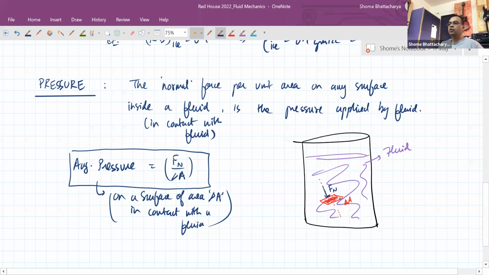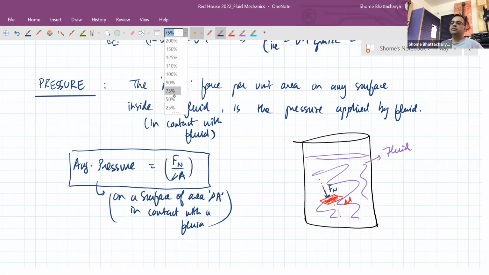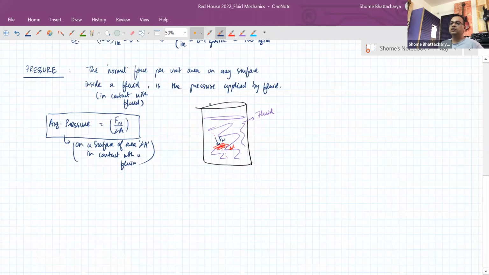So that total normal force divided by the total area is the average pressure that this surface is experiencing because of the effect of the fluid. But then we can also define at any point inside the fluid what is the instantaneous pressure. What is the value of pressure at a point instead of the average pressure?